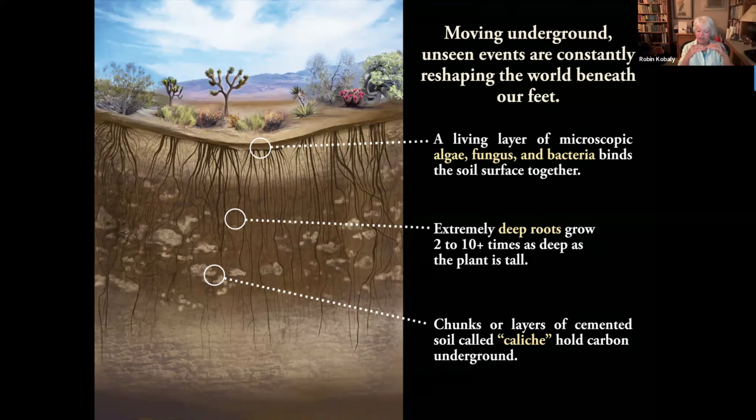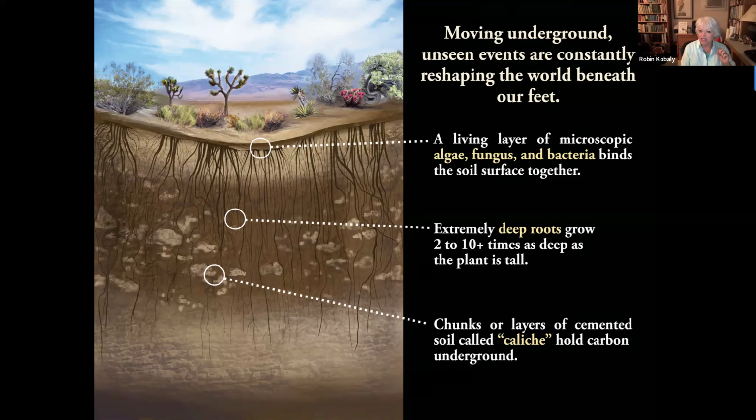Now, as we go down to the surface of the soil, there is a whole cast of characters living in that top couple centimeters, right where sunlight actually can penetrate into the soil. At that level, there is a community of microscopic algae and fungus and bacteria. In some cases, when the conditions are just right, you can also add mosses and liverworts into that living layer of soil.